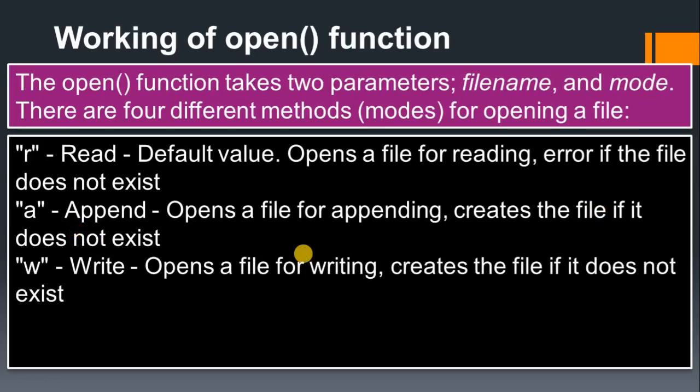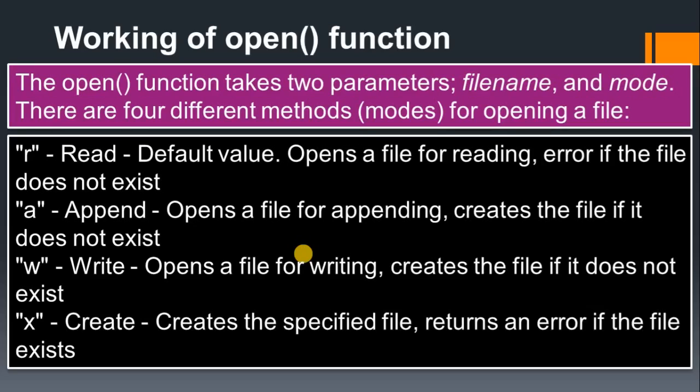Next one is write mode. It will open the file for writing and create the file if it doesn't exist. So the main use of write mode is writing purposes. Next one is X. X means it will create the specified file and return an error if the file already exists. So that's the reason we rarely use X mode. Why? Because it returns an error if the file exists. So in place of X, it is better to go for write mode.